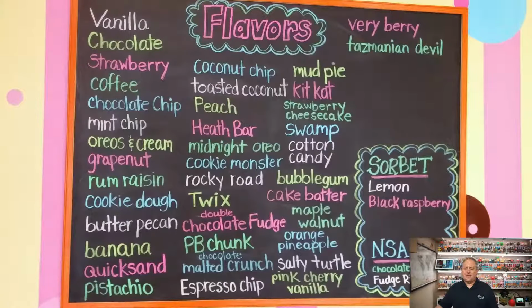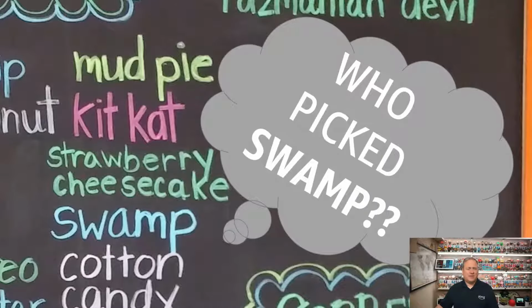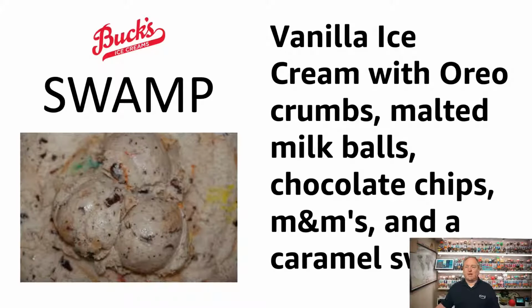By the way, did anybody pick Swamp? Swamp is just a crazy name for a flavor of ice cream for me. I'm betting none of you picked it, probably because you didn't even know what it was. Well, I looked it up for you. You can find it right here. It's vanilla ice cream, Oreo crumbs, malted milk balls, chocolate chips, M&Ms, it's like everything all mixed together. Sounds good to me.